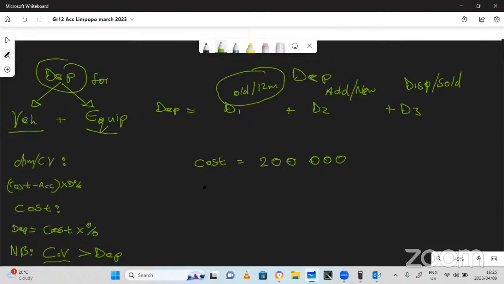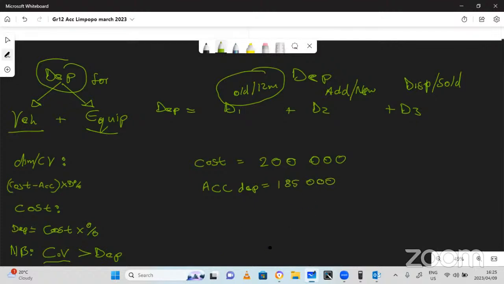During this year, we are to calculate the depreciation for this car. We assume that it stayed for the whole year. We are given that the accumulated depreciation at the beginning of the year was 185,000 rands.